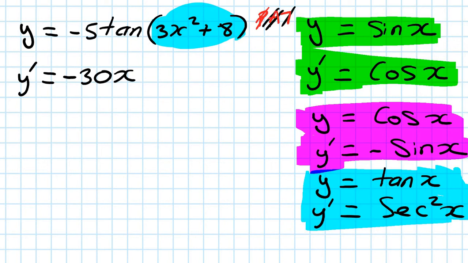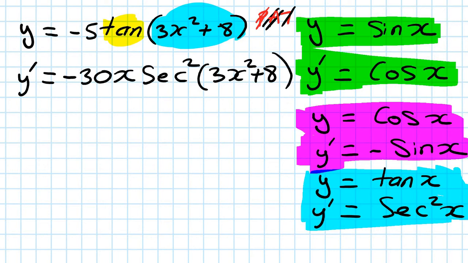Now differentiate the trig. The derivative of tan gives me sec squared. So sec squared of whatever that angle is, 3x squared plus 8. There you go. That's your answer for that.